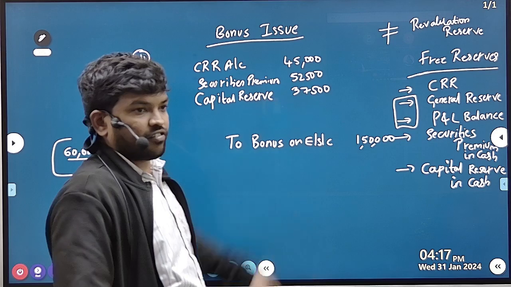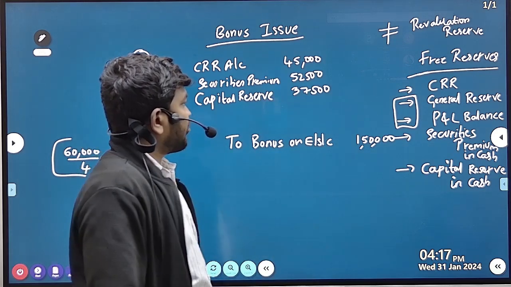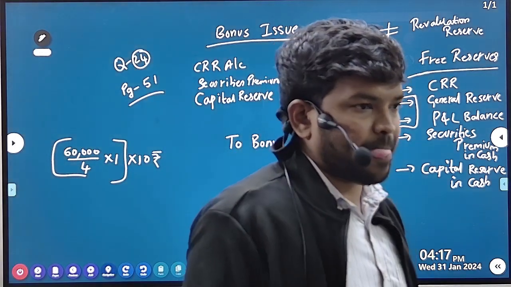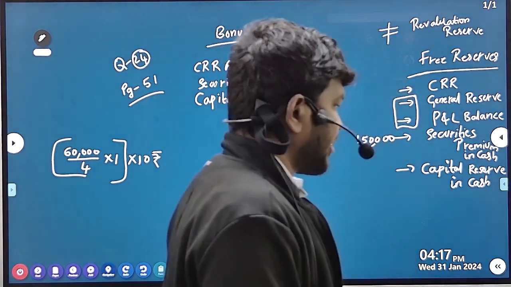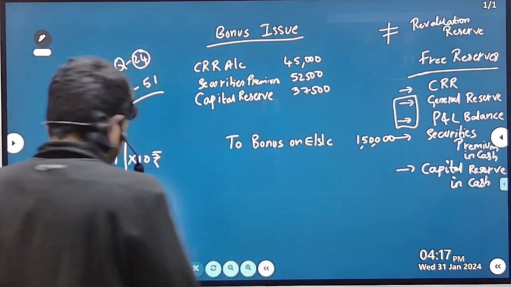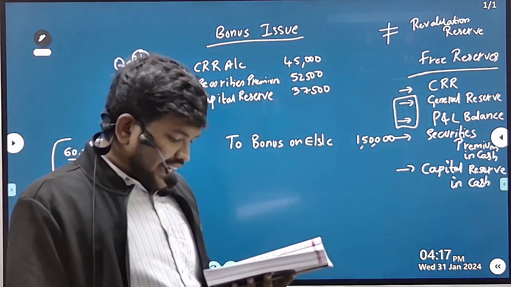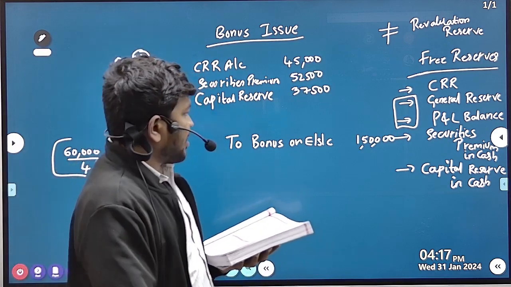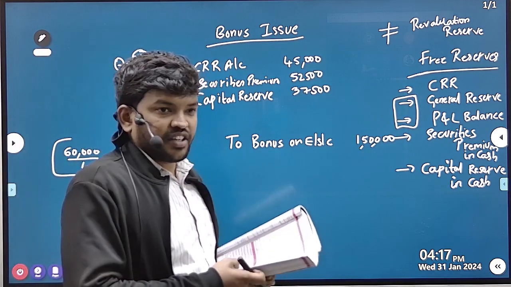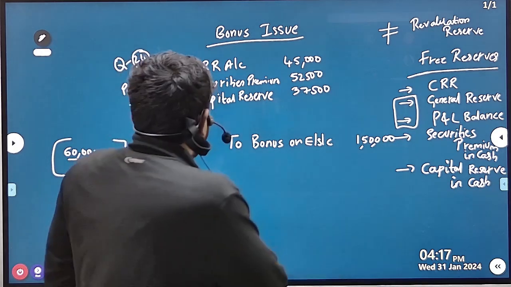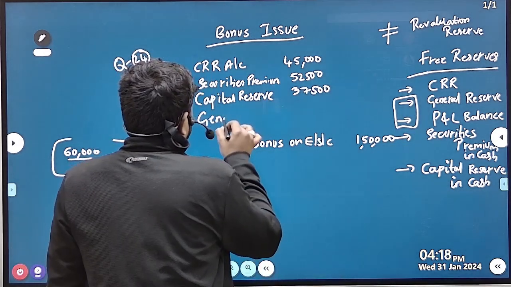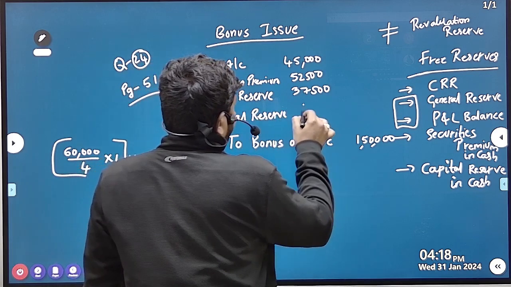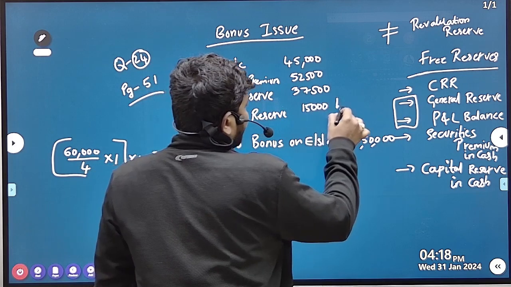Calculate this total. 45,000, 52,500, 37,500. How much is the amount? Use calculator. 1,35,000 till now. So what is left? 15,000 is left. Yes or no? So 15,000 is used from general reserve. I'm writing here the balancing figure.